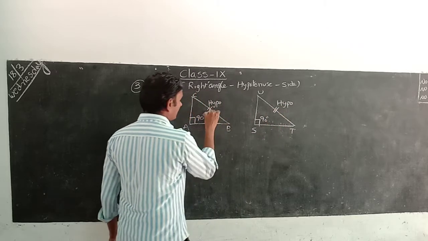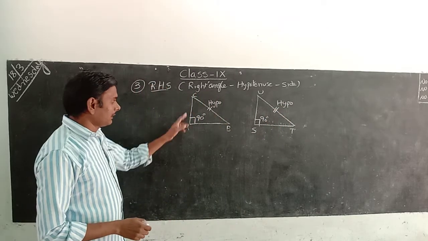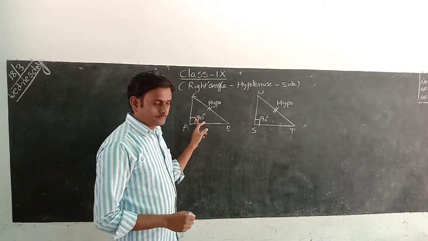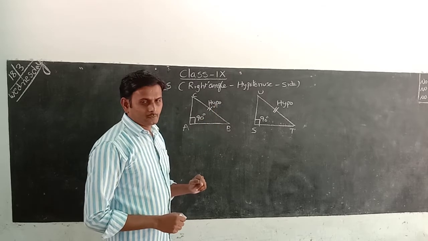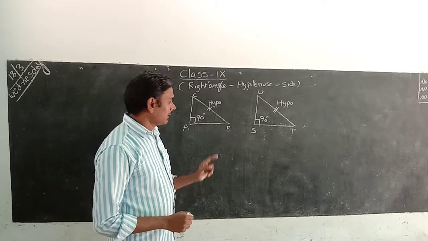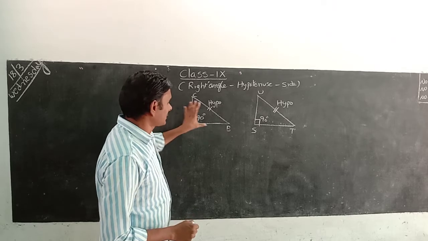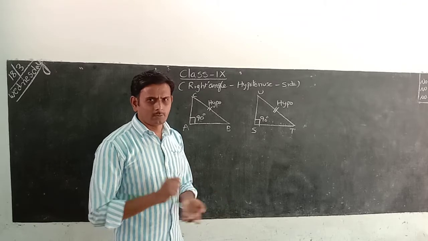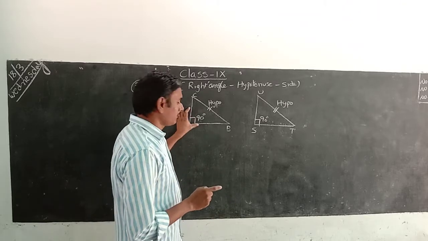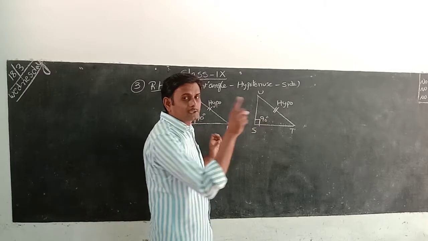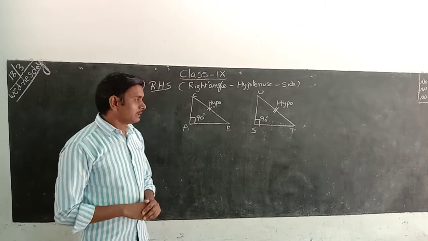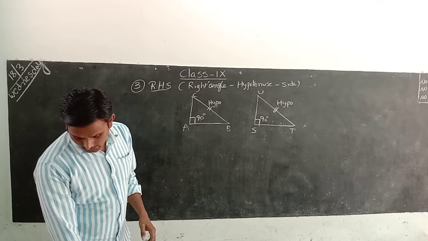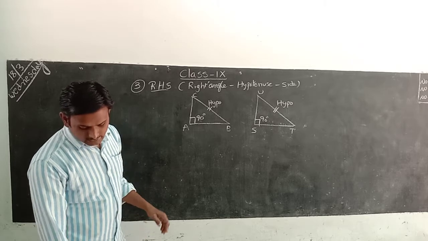These two lengths are equal. Either of these two sides, any one of the sides should be equal. One should be 90 degrees, and one should be the hypotenuse, and any one of these two sides should coincide with any one of the other triangle's. If both are equal, no problem, but compulsorily any one side should be equal. Then the criteria is called the RHS criteria.